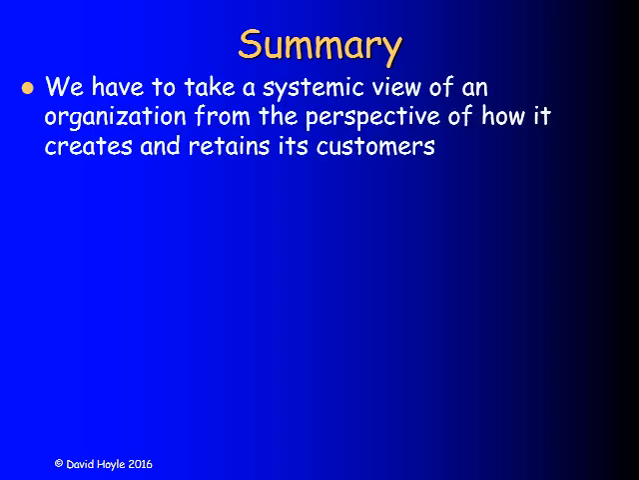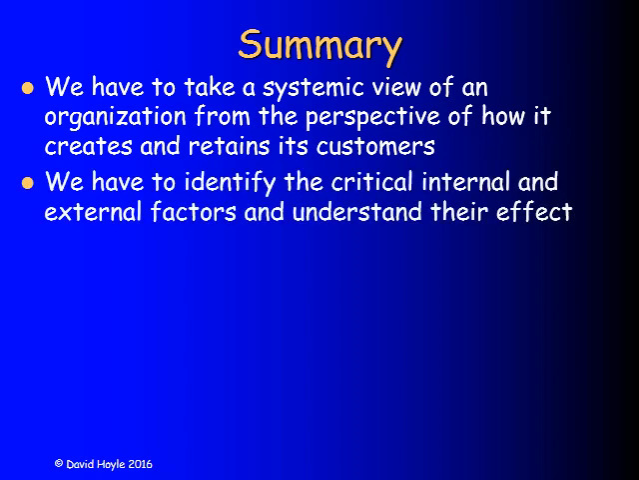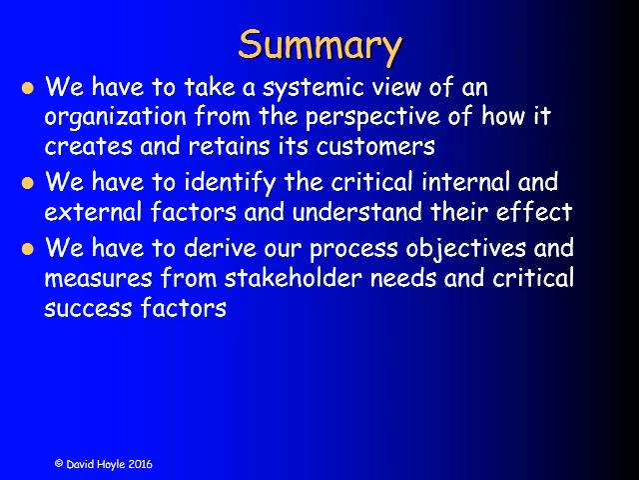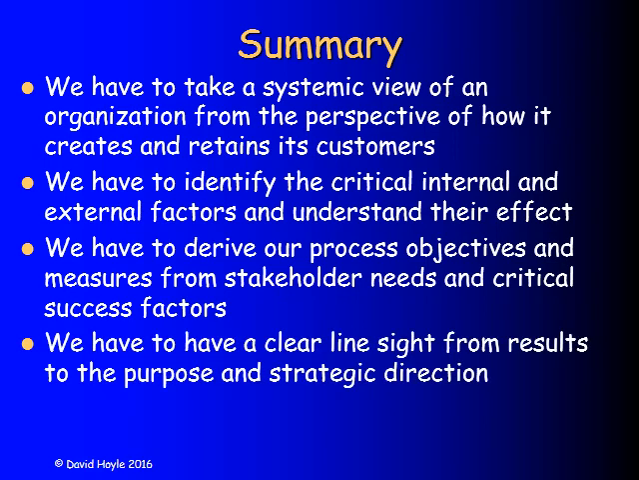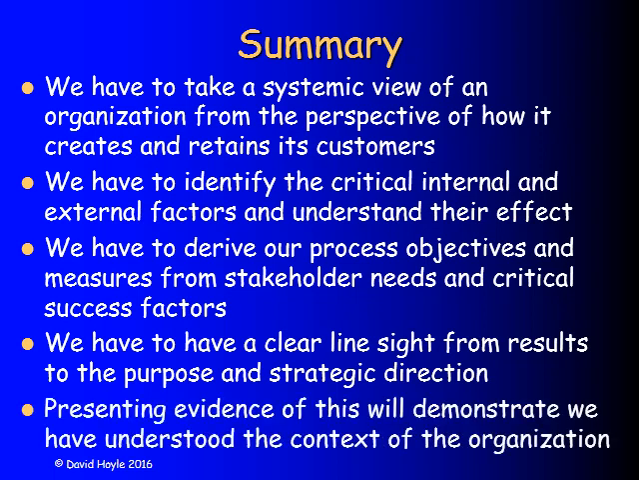So in summary, we have to change the paradigm and take a systemic view of an organization from the perspective of how it creates and retains its customers. That is the quality management system. We have to identify the critical internal and external factors and understand their effects. We have to derive our process objectives and measures from stakeholder needs and critical success factors. And we have to have a clear line of sight from results to the purpose and strategic direction. Presenting objective evidence of this will demonstrate we have understood the context of the organization.